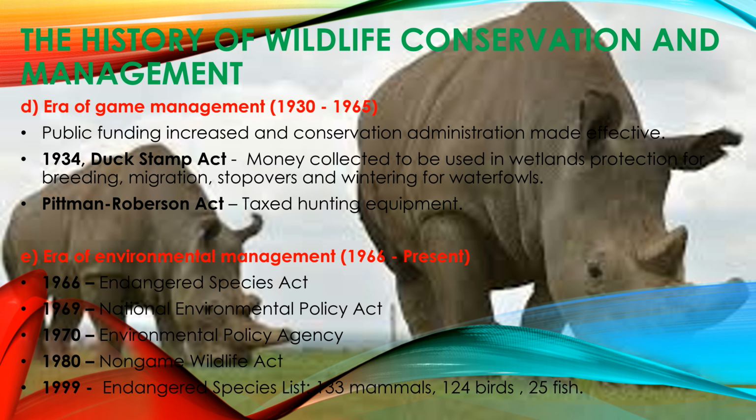By 1999, an endangered wildlife species list that included 133 mammals, 124 birds, and 25 fish was established. It is during this period that wildlife conservation and environmental management became rampant, and people have since then started developing a positive attitude towards wildlife conservation and management, and it is still ongoing. It's an ongoing process that we hope will continue to the point where people fully understand and appreciate the values of this wildlife.